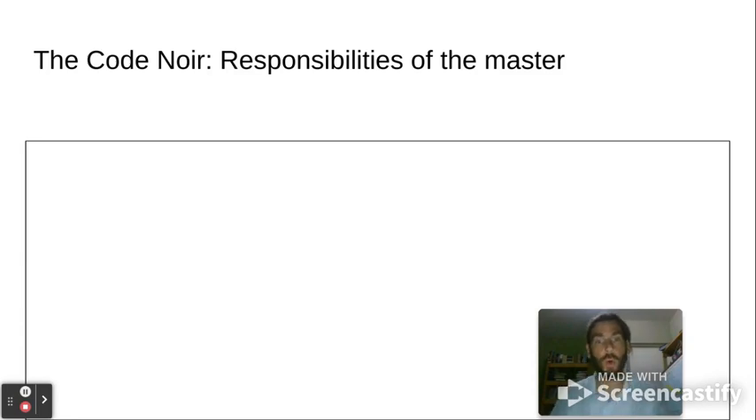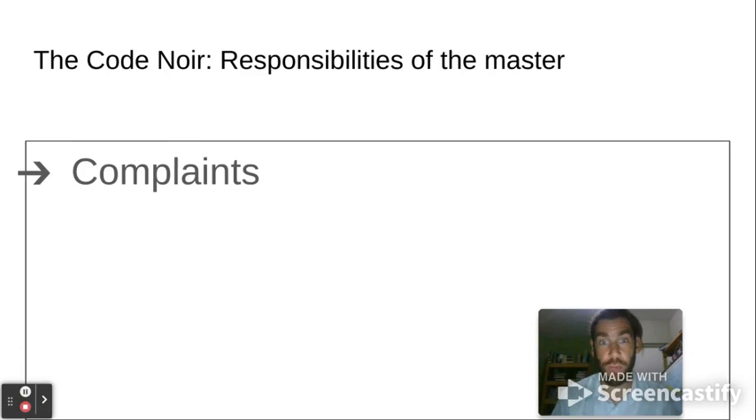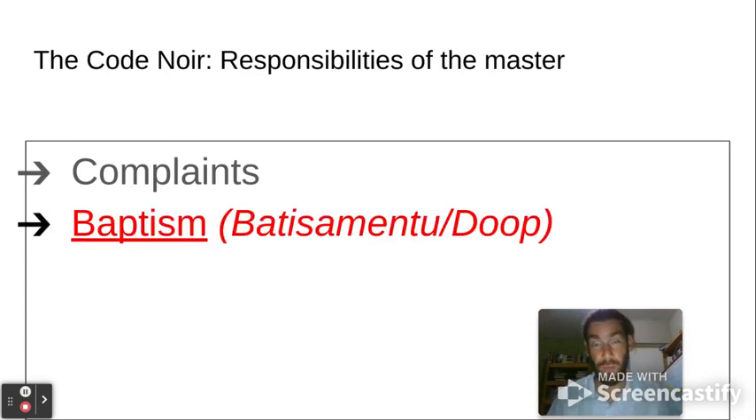Well, in the Code Noir, the master had different responsibilities. For instance, the slaves had the right to file complaints with the master, and the master had to listen to them and perhaps even bring improvements to his treatment of the slaves if he thought this was correct. They also had to be baptized. They had to be made Christian. I mean by this baptisamento, or in Dutch, the doop. So they had to become Christian.